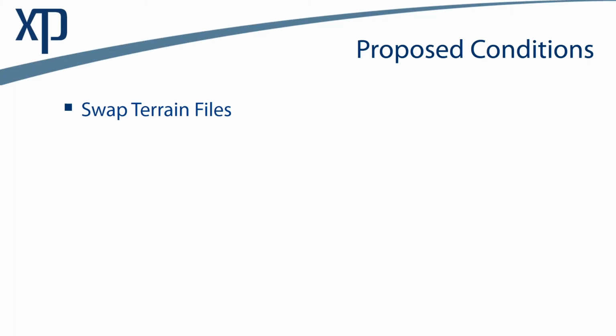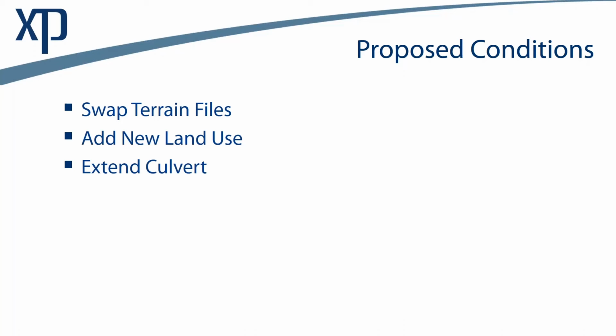So I'm going to swap my terrain files, import my land XML file again. I'm going to maintain those XPTIN files. They can be reused in different models and different elements. I'm going to add that second land use, so that northbound lanes, import that or draw that, digitize that again. I'm going to extend the culvert.